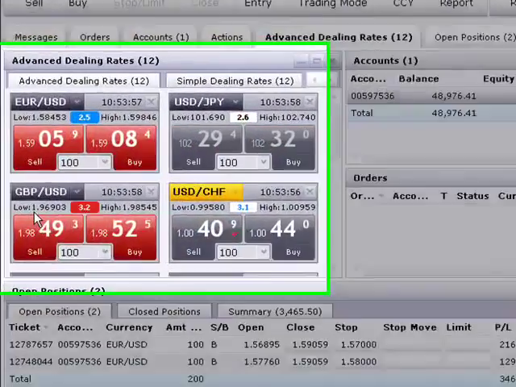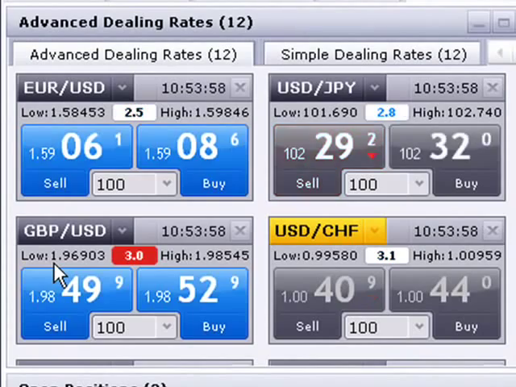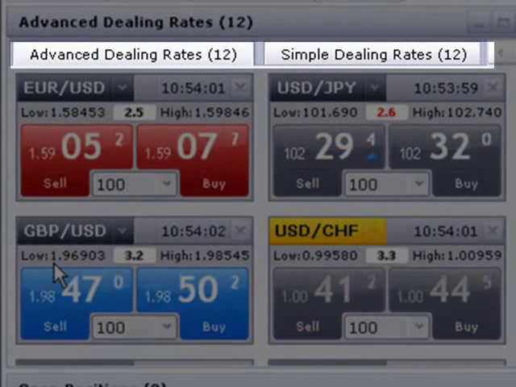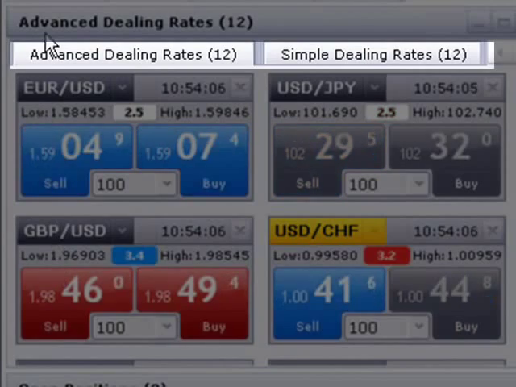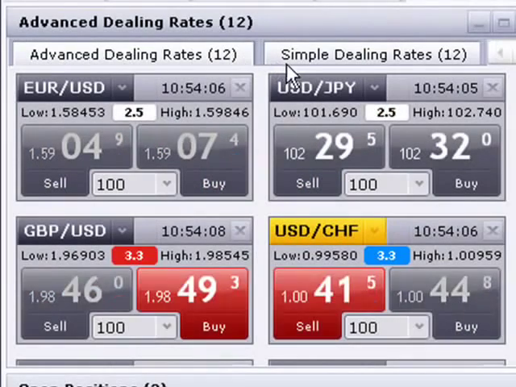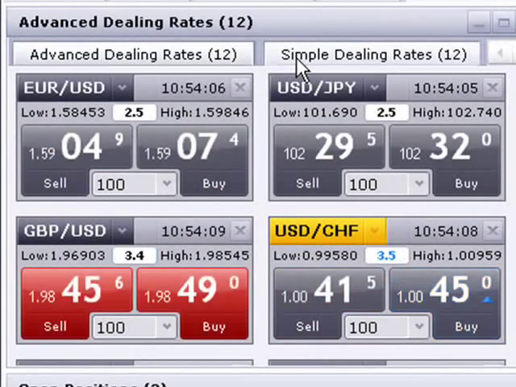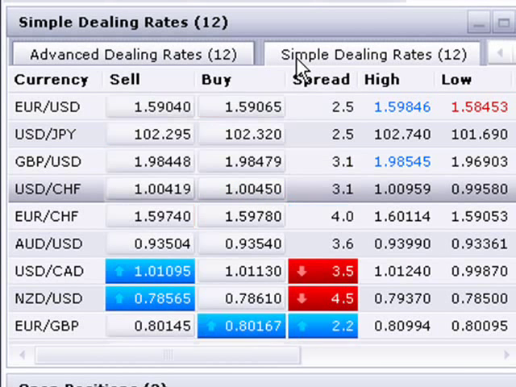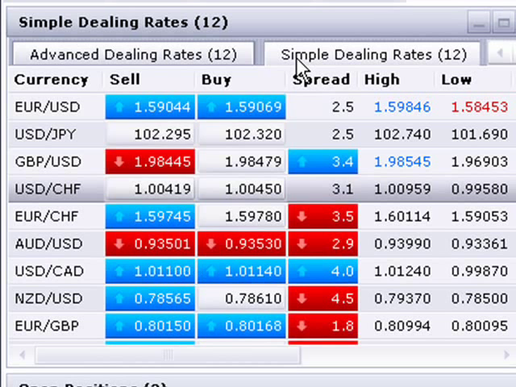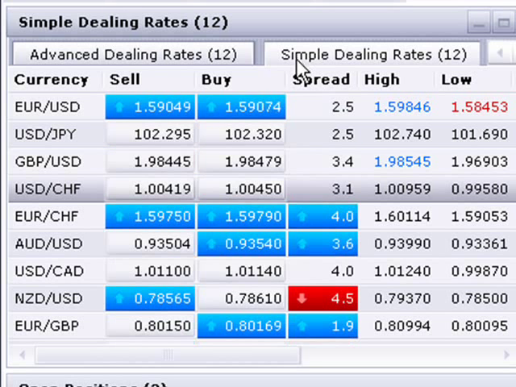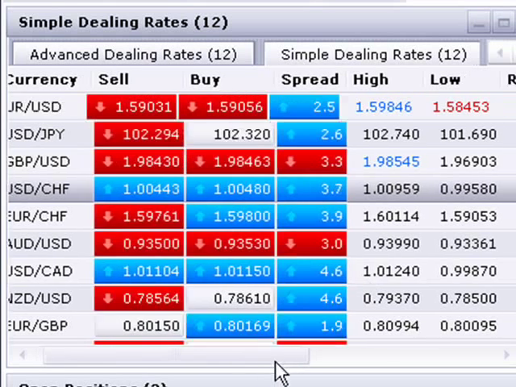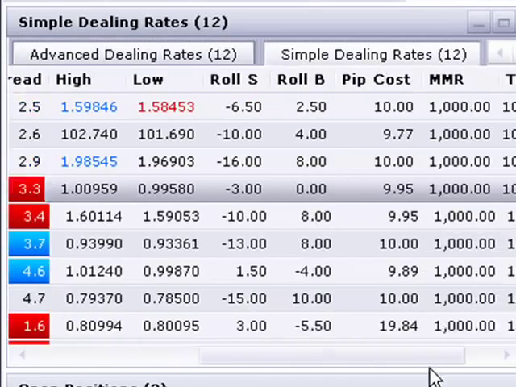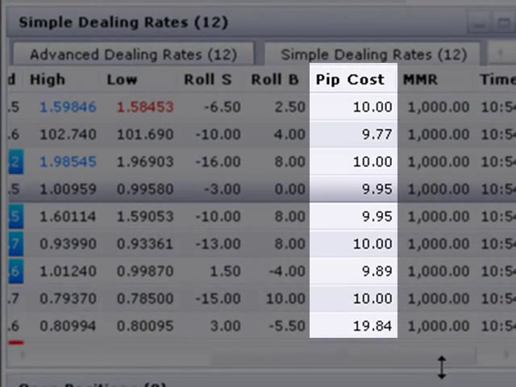Once inside the platform, you should see the dealing rates window. And in that window, you should see two tabs at the top, one that says Advanced Dealing Rates and one that says Simple Dealing Rates. Click the link that says Simple Dealing Rates, which should switch over to a different looking quotes window with a bunch of columns in it. If you scroll over to the right of that window, you should see a column which says Pip Cost.